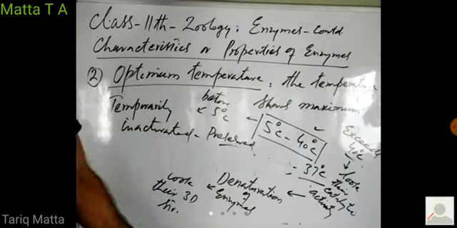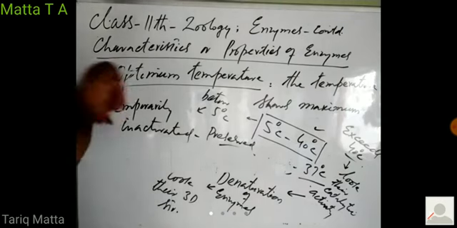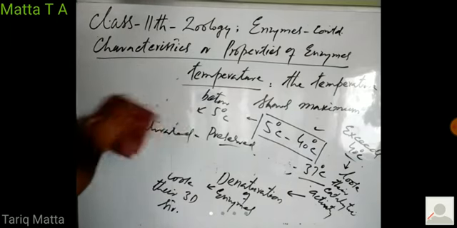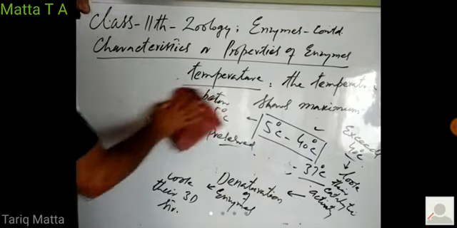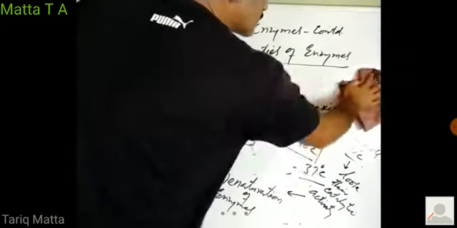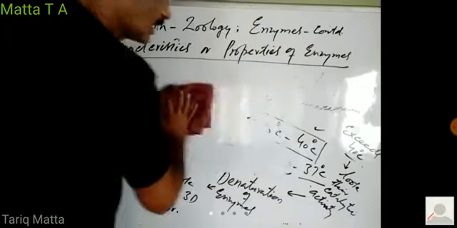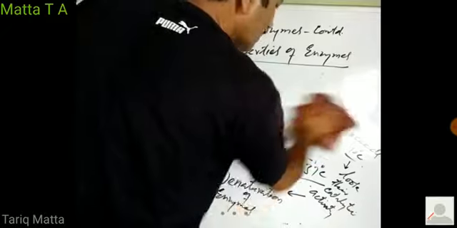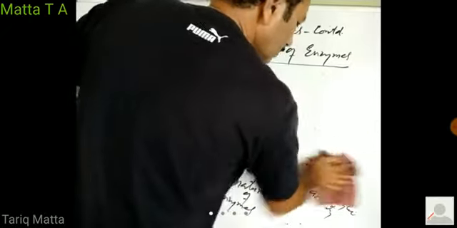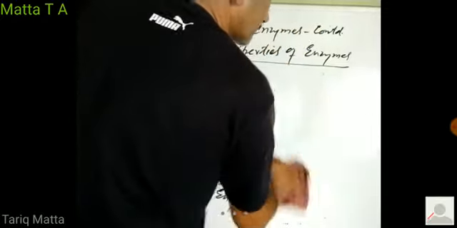So that is the second property of enzymes. We call it the optimum temperature, right? Every enzyme shows its maximum catalytic activity at a certain temperature. That temperature at which an enzyme shows its maximum catalytic activity is known as the optimum temperature of that enzyme. So all enzymes will not have the same optimum temperature. As I told you, optimum temperature mostly corresponds with the optimum body temperature.